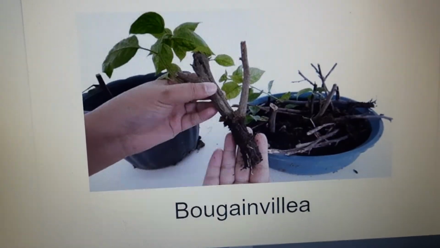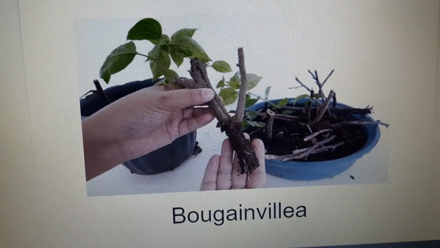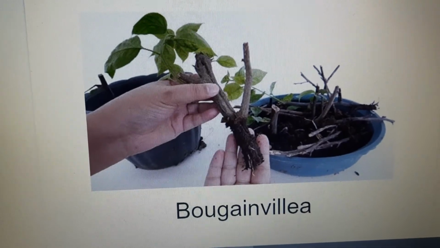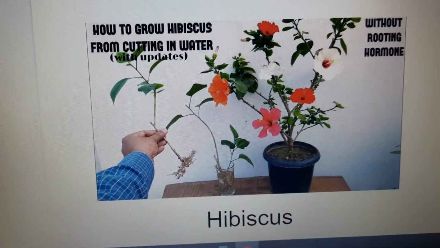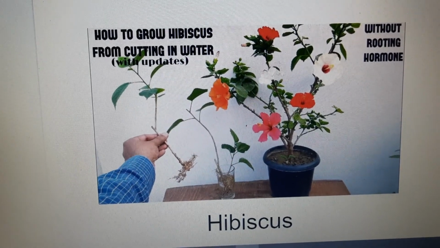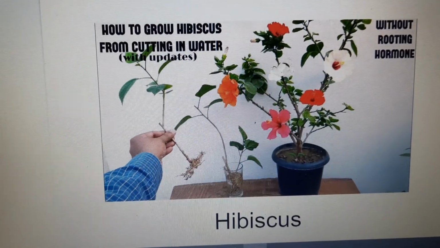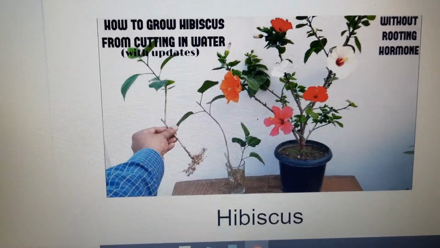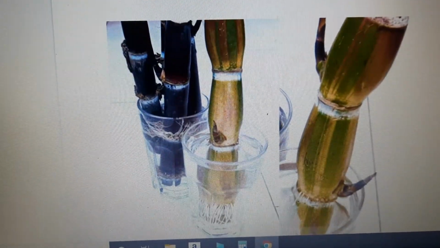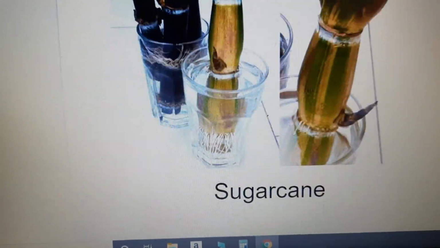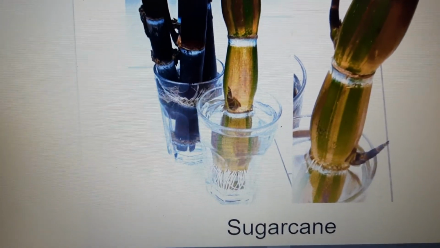This is bougainvillea plant. The stem cuttings of the bougainvillea plant will develop into a new bougainvillea plant. And this is hibiscus plant, which is also called shoe flower. The stem cuttings of the hibiscus plant will develop into a new plant. This is sugarcane plant. The stem cuttings of the sugarcane will develop into a new sugarcane plant.